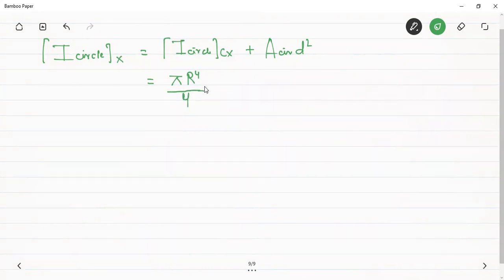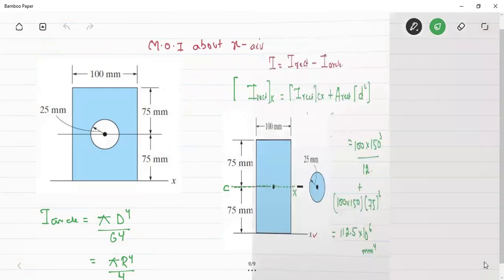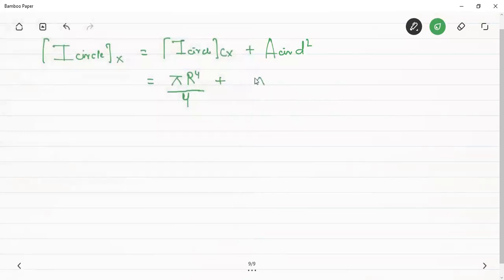This is its moment of inertia about its own central axis, but we are interested in this x-axis. Therefore we have to use the parallel axis term, that is, we have to add to it the area of the circle and the square of the distance between these two axes. The area of the circle is equal to pi r square, the distance between these two axes is d, and d is equal to 75. We can put the values here: pi into the radius of the circle, which is 25.